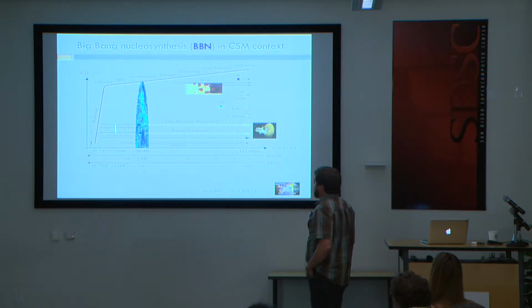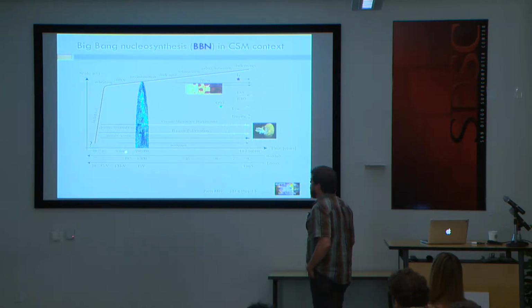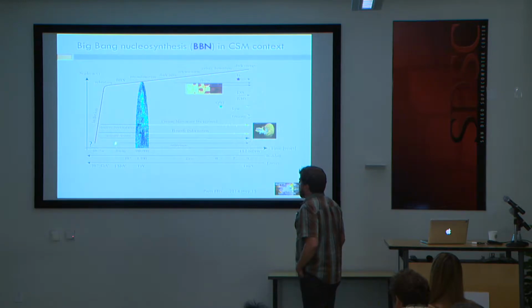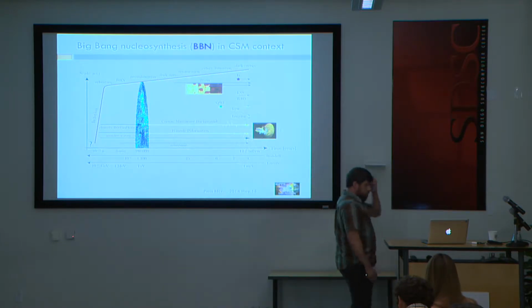So BBN ends here on this plot at about 3 minutes. I'm not really sure if that's rigorously true. It could go on a little longer, a little shorter. But the temperature scale is actually a little less than an MeV, say 1/10 of an MeV, and then down to a few keV.